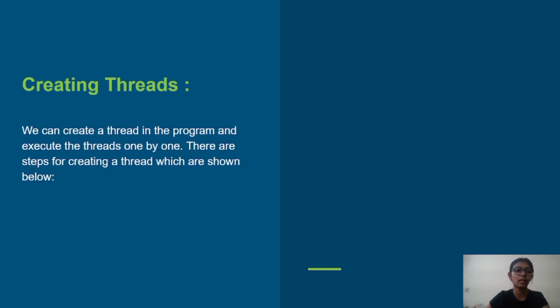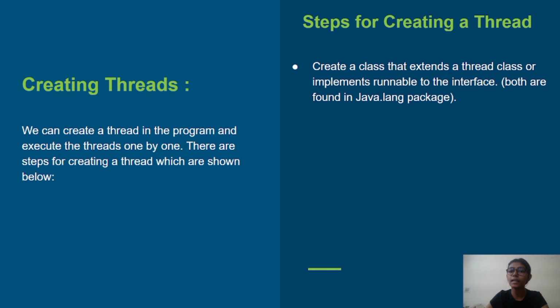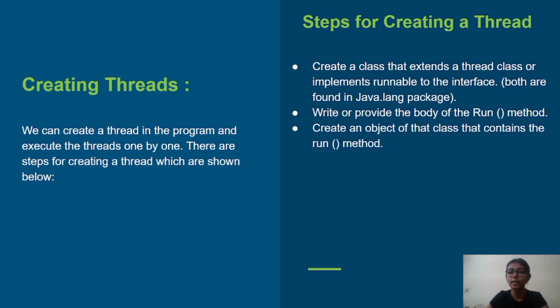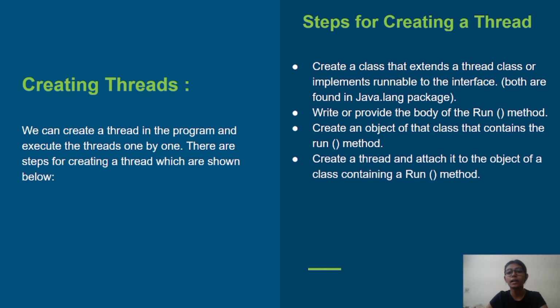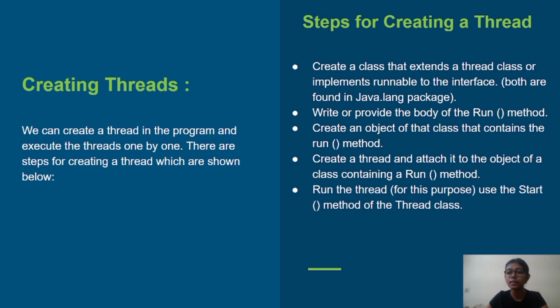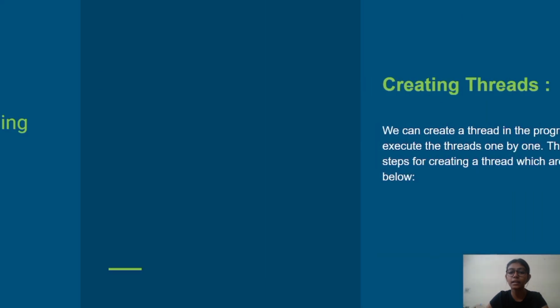Next, creating threads. How to create threads? We can create a thread in the program and execute the thread one by one. The steps for creating a thread are shown below. First, create a class that extends the Thread class or implements the Runnable interface. Both are found in the java.lang package. Next, write or provide the body of the run method. Create an object of that class that contains the run method. Create a thread and attach it to the object of the class containing the run method. Run the thread. For this purpose, use the start method of the Thread class. Here is an example to show how to create and run a thread.